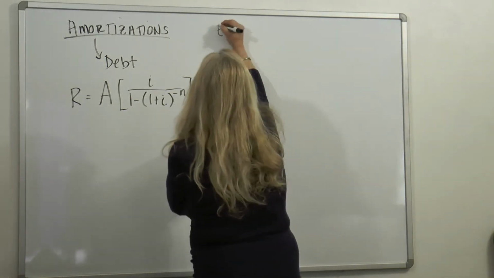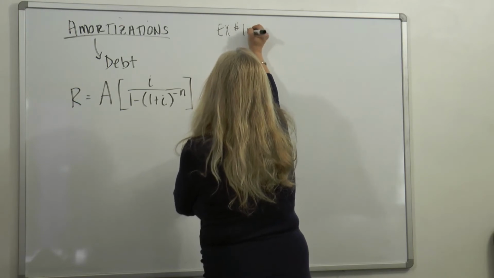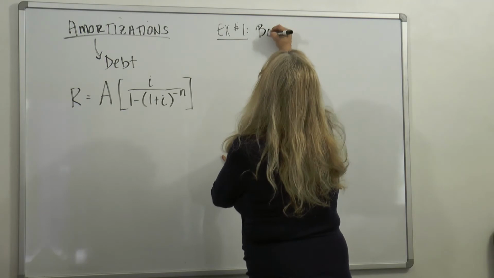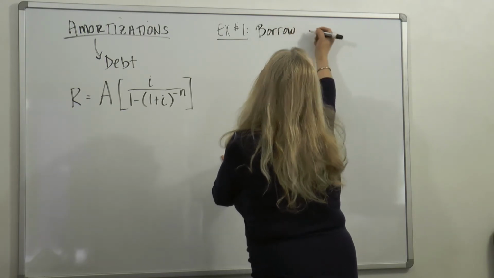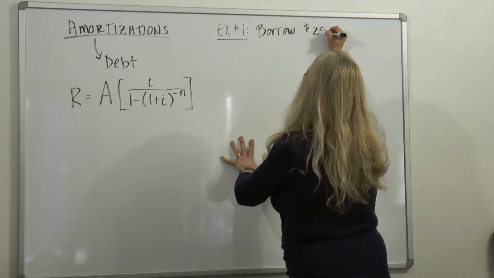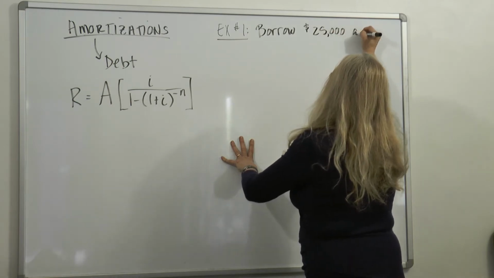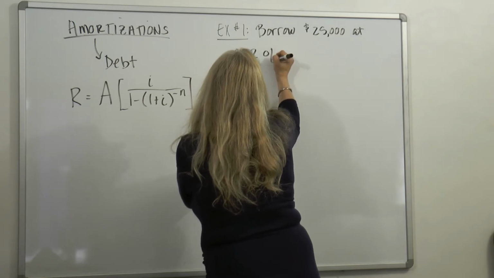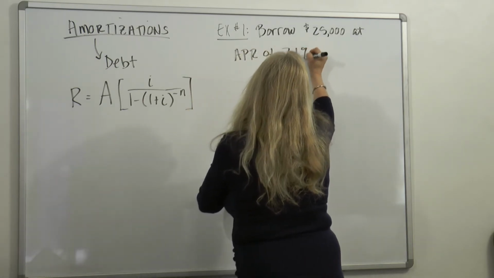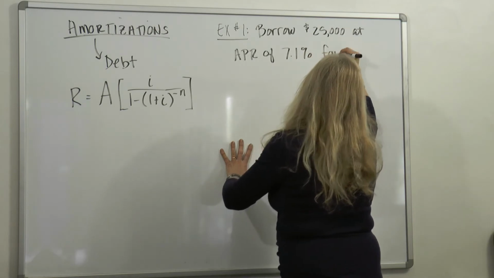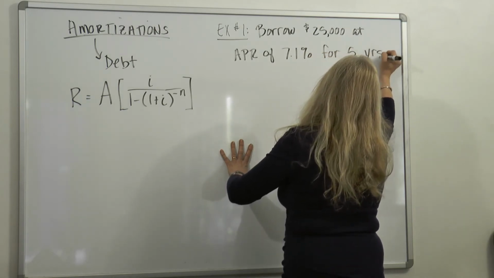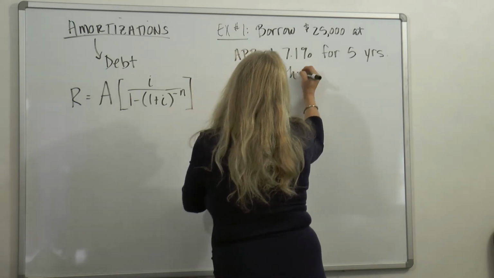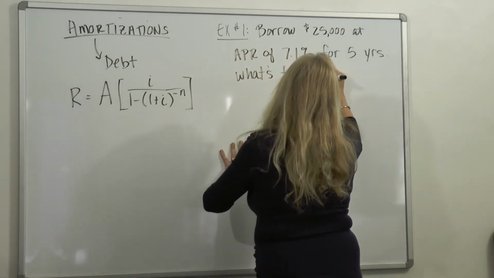Okay, so example number 1. We're going to borrow $25,000 at an APR of 7.1% for 5 years. What's the monthly payment?